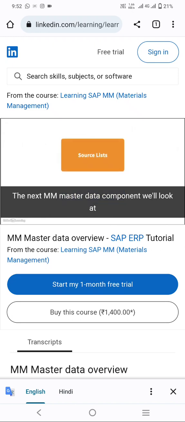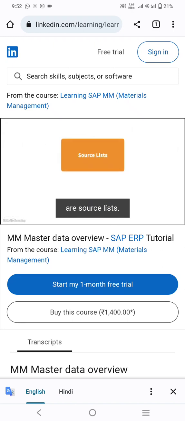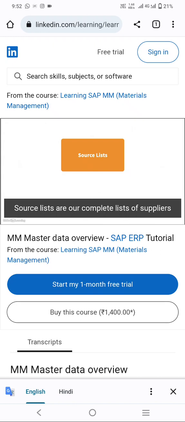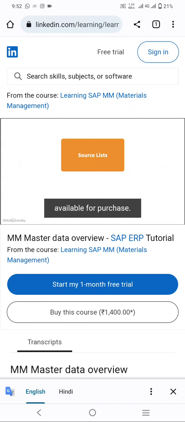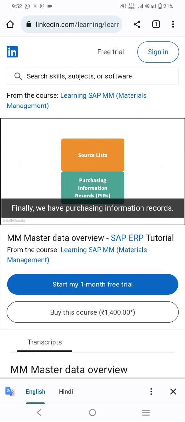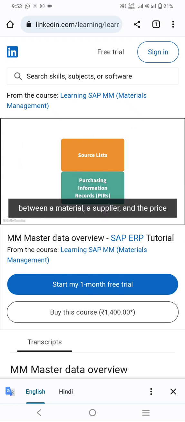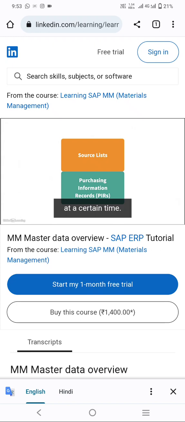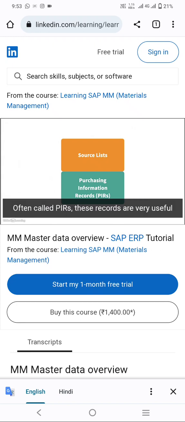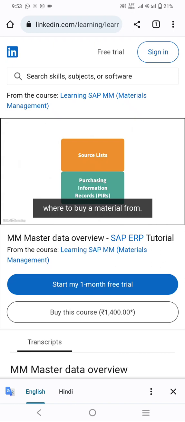The next master data component we'll look at are source lists. Source lists are our complete lists of suppliers who have specific material at a specific time available for purchase. Finally, we have purchasing information records. Purchasing information records capture the relationship between a material, a supplier, and the price at a certain time. Often called PIRs, these records are very useful for purchasing organizations when deciding where to buy a material from.